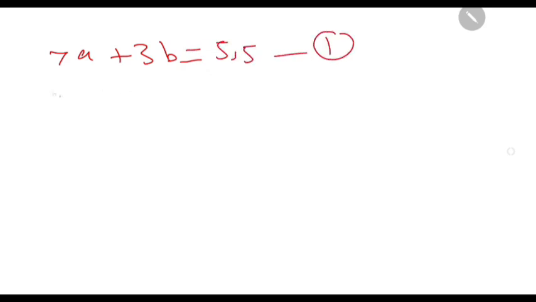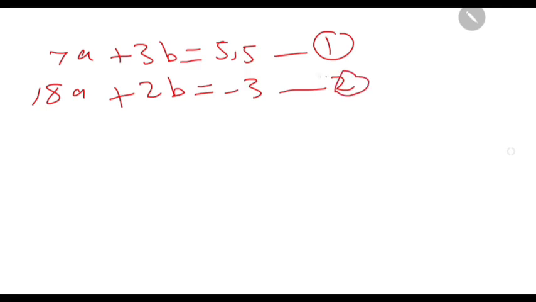Now I'm going to solve the system of linear equations simultaneously. We have two equations. The first equation is 7a + 3b = 5.5. This is my equation number 1. And equation number 2, which we found now, is 18a + 2b = −3. This is my equation number 2.